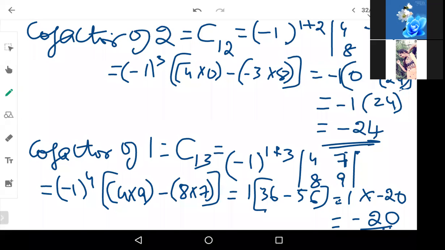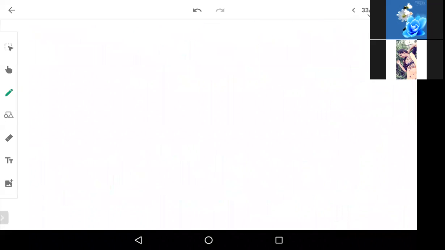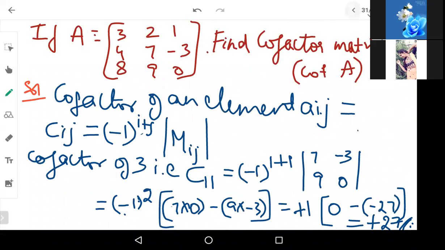Now, next cofactor. We have finished first row. Now let us go to the second row. Okay, 4. The next element is 4. 4 is in second row, first column. Be careful with the row and column numbers. 4 is in the second row, first column. So it will be C21.